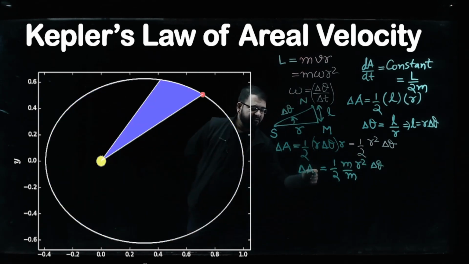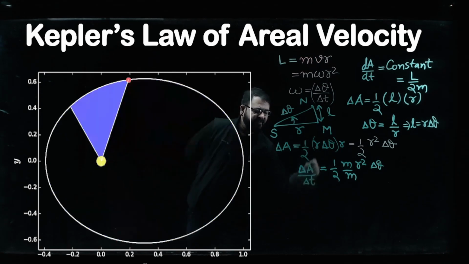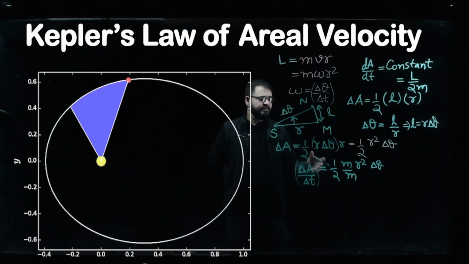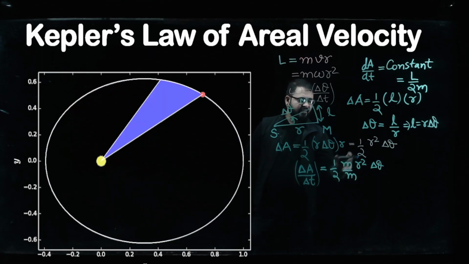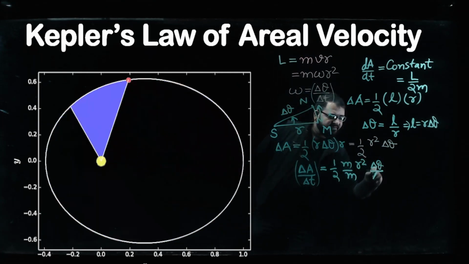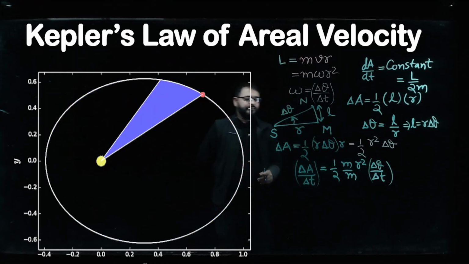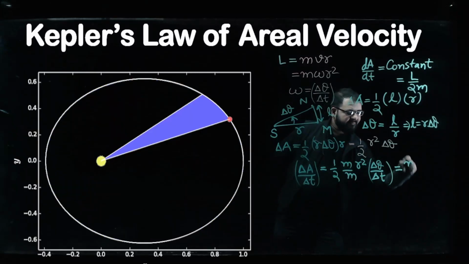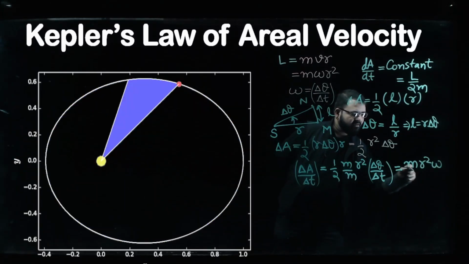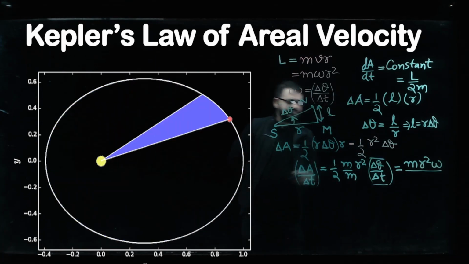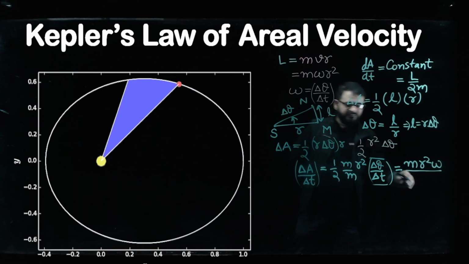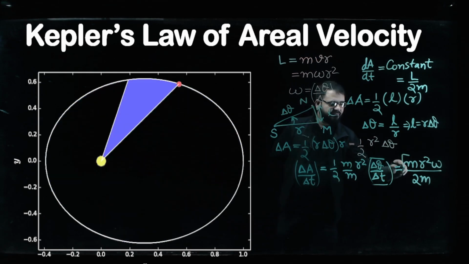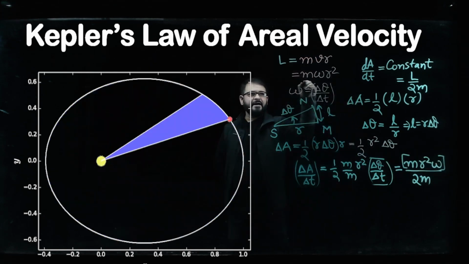Now, if we take the time interval delta t, then we can define the areal velocity, the area swept per unit time, as half m r squared delta theta by delta t. Now this we can rewrite as m r squared omega divided by 2m, because this is our angular velocity. And you can clearly see here we have the expression for angular momentum.